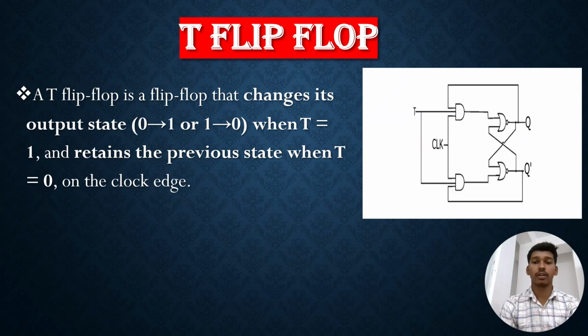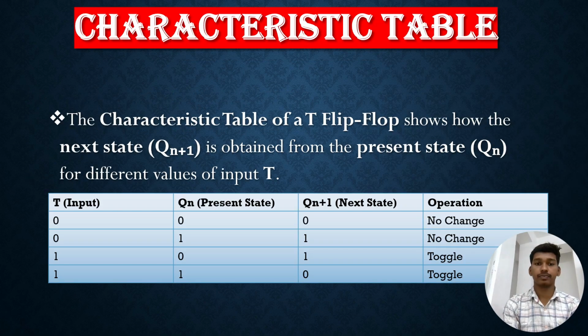The last one is the T flip flop. T means toggle. It is very simple. When the present output is 1, the next output will be the complement of the output, Q bar. If the present output is 0, the next output is compulsorily 1. T flip flop means it changes the output from 0 to 1 or 1 to 0. When T is equal to 1, it toggles the state, and when T is equal to 0, it retains the previous state value on the clock edge.